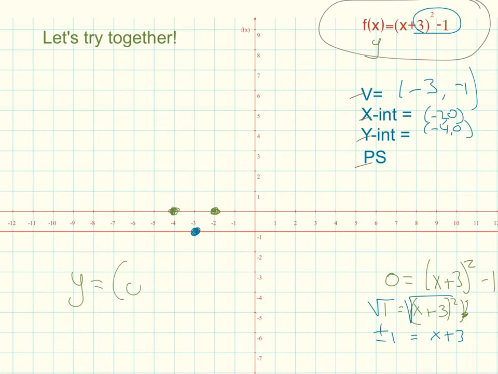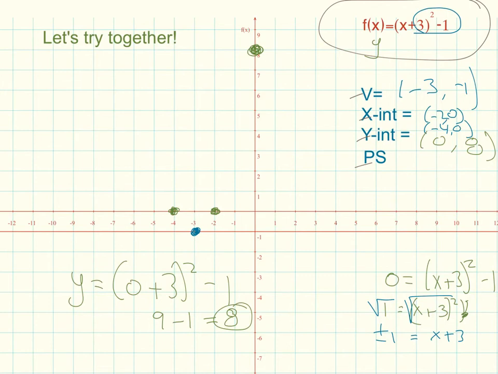0 for x, so 0 plus 3 squared minus 1. 0 plus 3 squared is 3 squared, which is 9, minus 1 is 8. So the y-intercept is at 8, or (0, 8). We're going to write that one in here. (0, 8) is all the way up here.